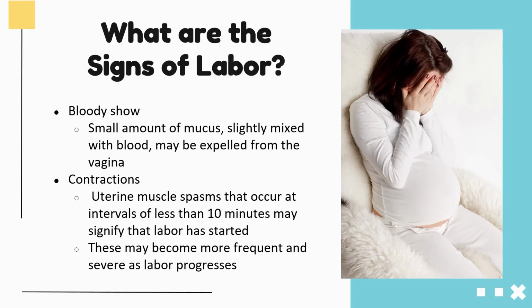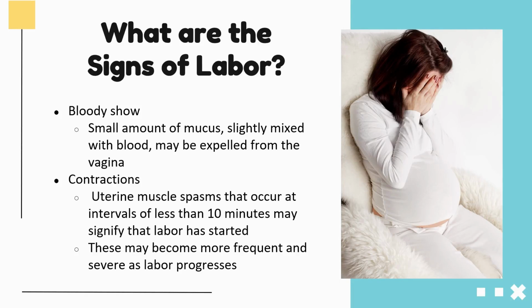Some people start with a bloody show. Some people start with leaking of fluid. Some people start with contractions. I would say most people start with contractions. They could be 20 minutes apart. They could be irregular. They could be 10 minutes apart. Some women wake in the middle of the night, and they're every 2 minutes apart. They didn't get any early labor. They just get right into the active.